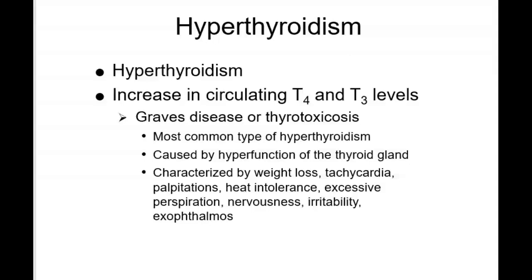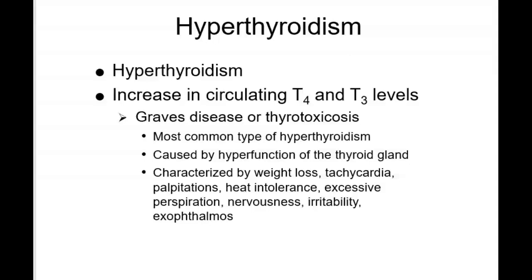Hyperthyroidism may be mild with few symptoms, or it may be severe, as in a thyroid storm, in which death may occur from vascular collapse. Graves' disease, or thyroid toxicosis, is the most common type of hyperthyroidism caused by hyperfunction of the thyroid gland. A lot of these make sense when you think about hyperthyroidism as an increase in metabolism. It's characterized by rapid pulse, palpitation, excessive perspiration, heat intolerance, nervousness, irritability, bulging eyes or exophthalmos, and weight loss.